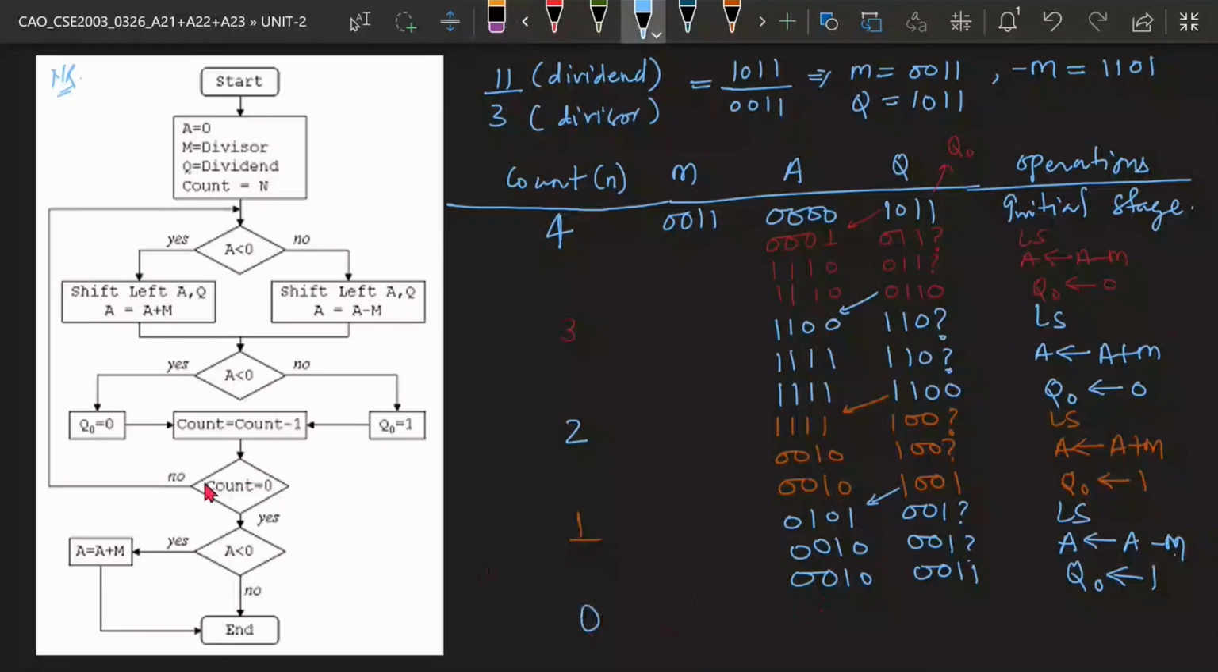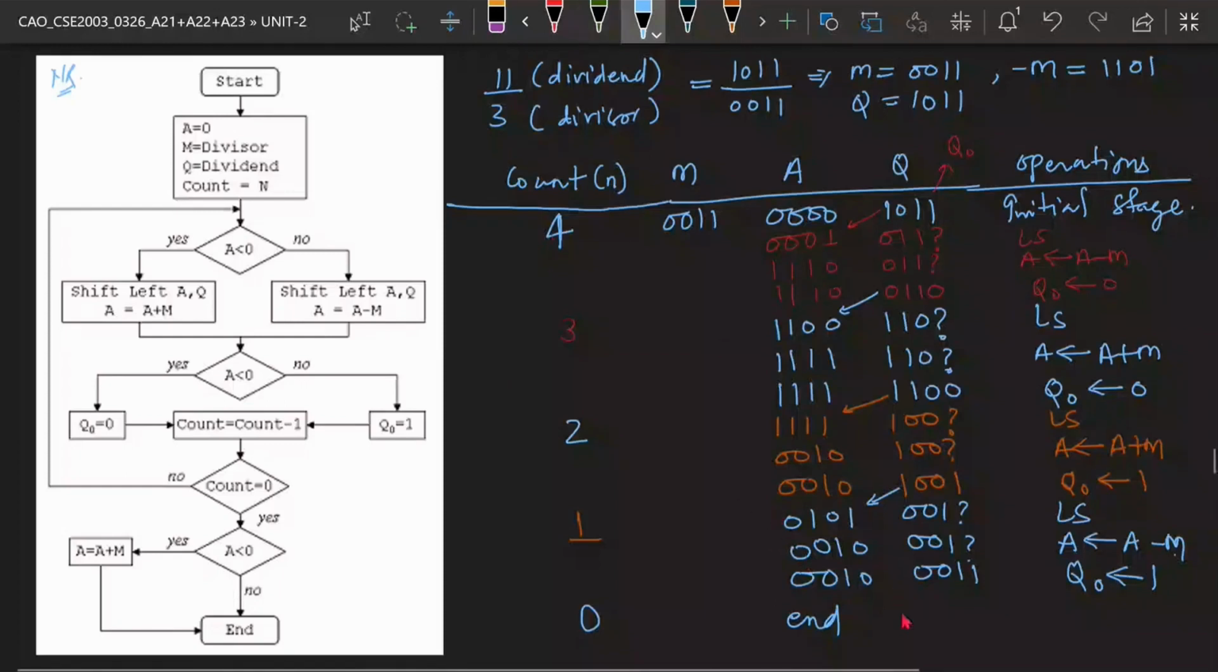So once it is 0, we should not be going that way because it is satisfied now. So once it is satisfied, it should be going to the next side, like the yes side. So once going to the yes side, it should be checking the sign of A again. So the accumulator content sign is positive, so it is a positive number, so it is not less than 0. So A is less than 0, it is not satisfied. Once it is not satisfied, it will be moving to no side. So no side is end. So now the end will be there.